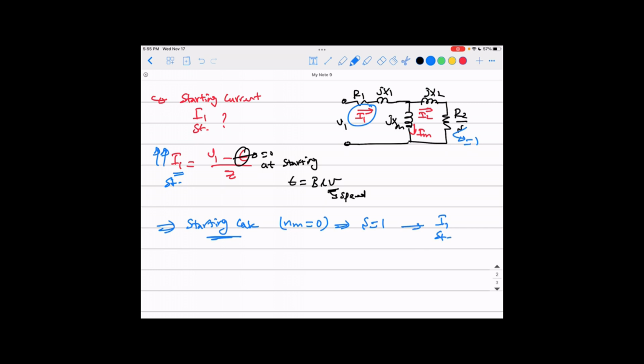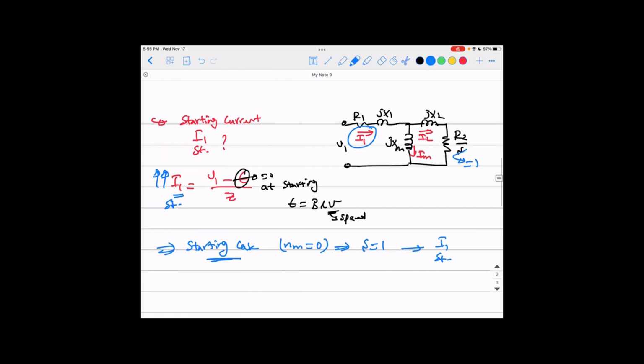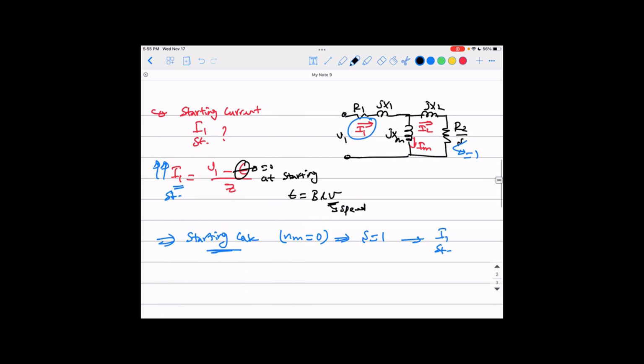That easy. And that's why in the running condition the slip is very small, like we've seen before. For the running condition, the mechanical speed is very close to the synchronous speed, and that means the slip is very small, like 0.02, 0.03. That's why for the running condition, R2 over S will be very high, and that means the total impedance in this circuit will be high, and if you divide V1 by this impedance to find the current, it will be just a small value.